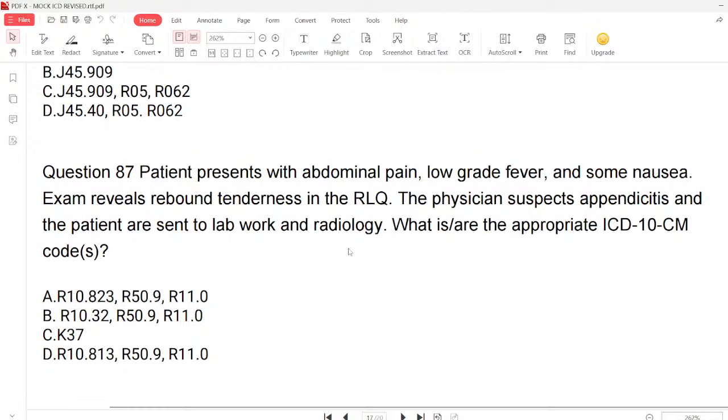87 answer is option A. Darling, correct answer, dear. Yes, Akash, correct answer.